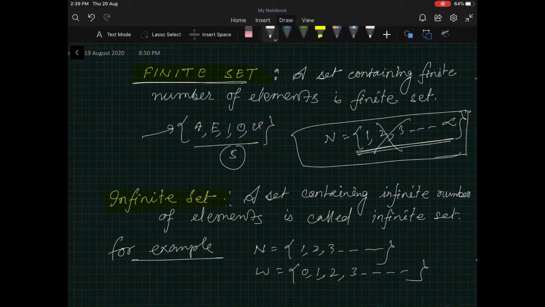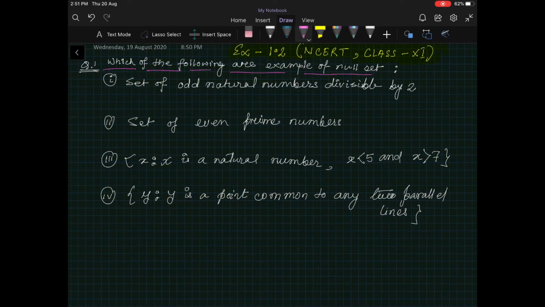So now let us solve some problems from exercise 1.2 of the NCERT textbook of mathematics class 11. This is the first question. Which of the following are examples of null sets? There are 4 sets. Which of them are null sets and which are not?